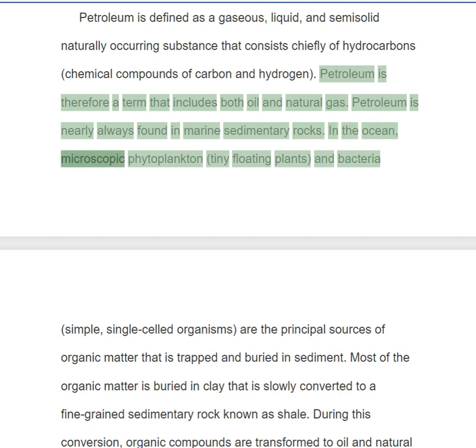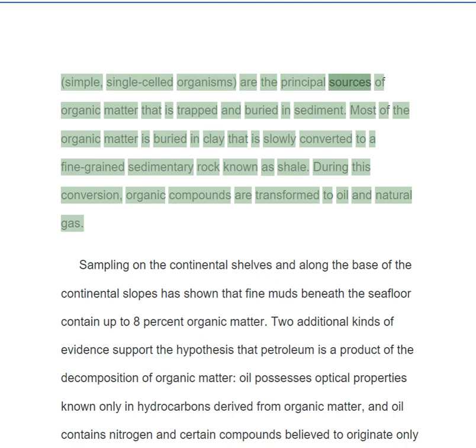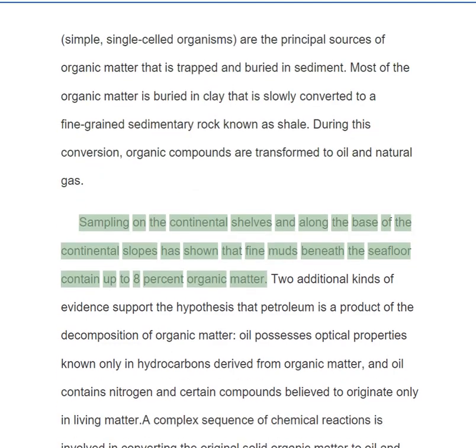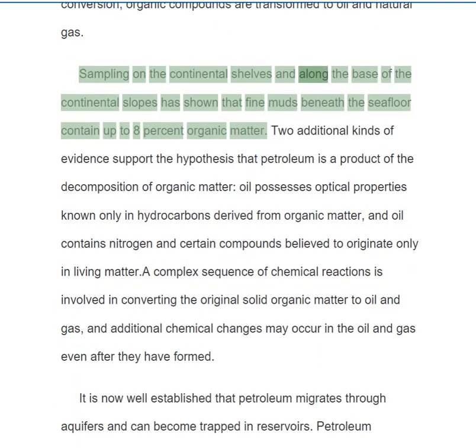In the ocean, microscopic phytoplankton and bacteria are the principal sources of organic matter that is trapped and buried in sediment. Most of the organic matter is buried in clay that is slowly converted to a fine-grained sedimentary rock known as shale. During this conversion, organic compounds are transformed to oil and natural gas. Sampling on the continental shelves and along the base of the continental slopes has shown that fine muds beneath the seafloor contain up to 8% organic matter.